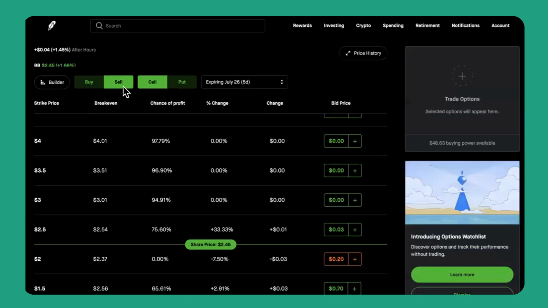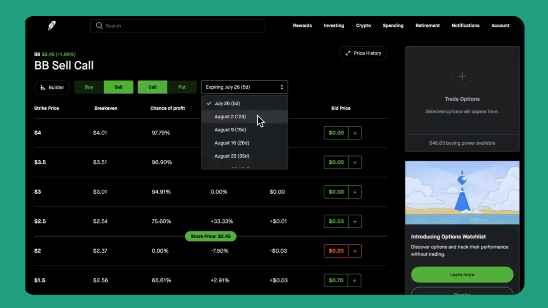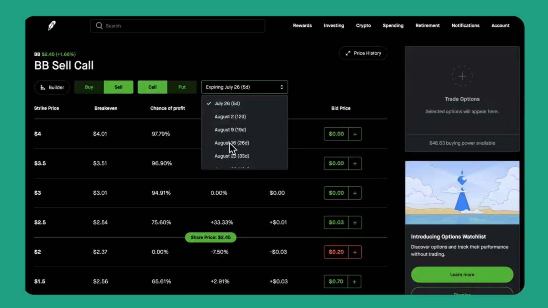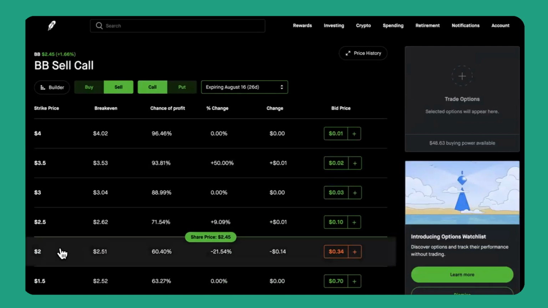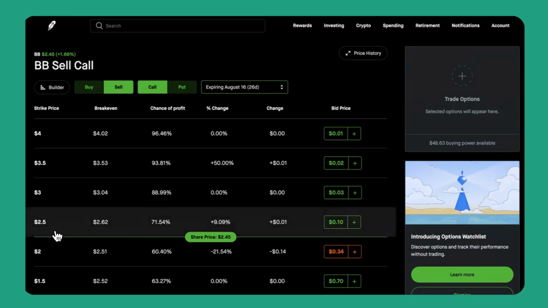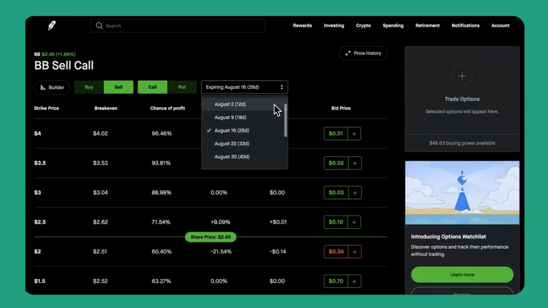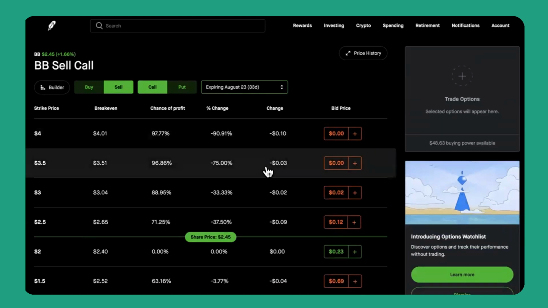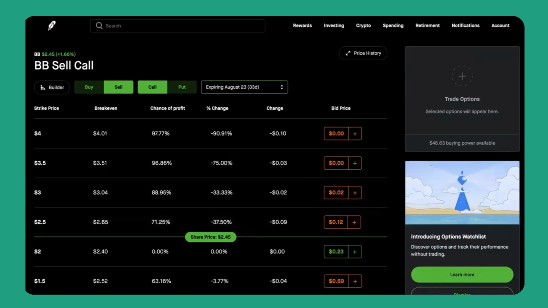So what I'm going to do here is sell a call expiring on August 16th. Let's take a look. Let's see if this is convenient for me. If I sell this BlackBerry call option expiring August 16th for $2.50, I'll be making $10. Now let's take a look at 1 week ahead and see if it's only a $2 difference here, as you can see. The same call, right?